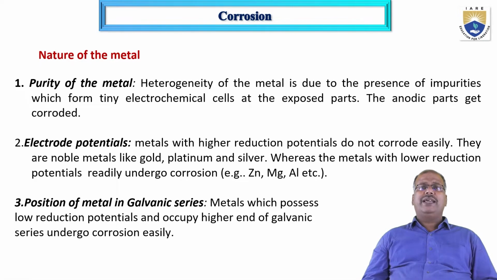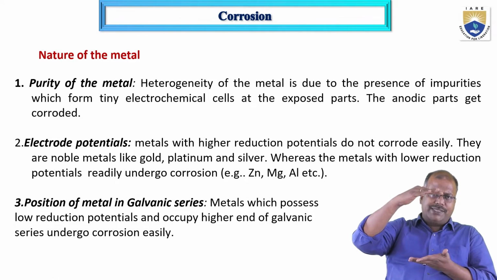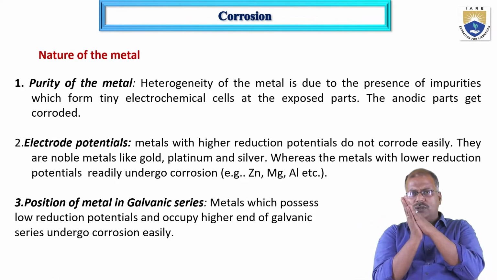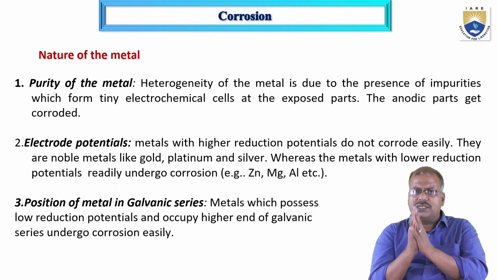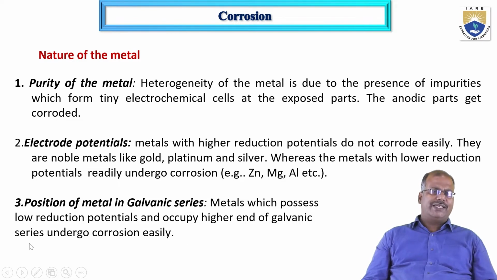Position of metal in galvanic series. This is based on electrode potential. If the position of the two metals shows a wide difference, it undergoes corrosion. If they are very close, next to each other, then it undergoes less corrosion. So metals which possess low reduction potentials and occupy the higher end of the galvanic series undergo corrosion easily.